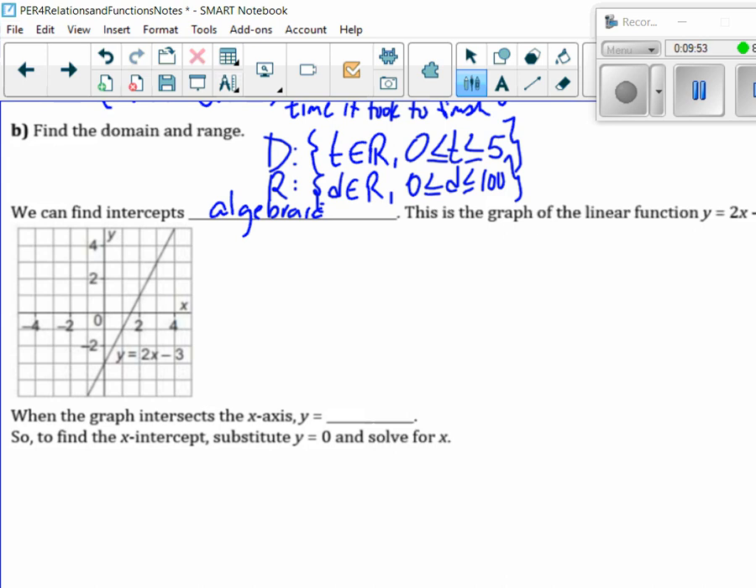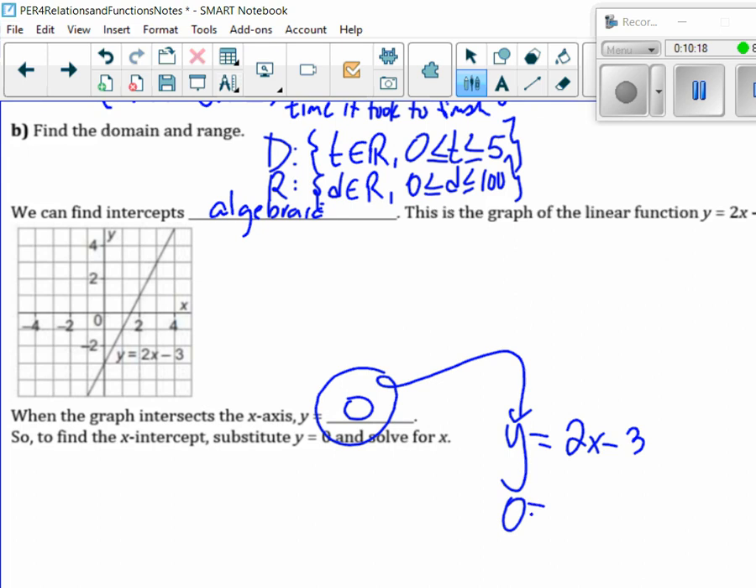So when the graph intersects the x-axis, y equals what? When it intersects right there, what's the y coordinate? 0. So we're going to substitute y equals 0 and solve. What are we subbing it into? Y equals 2x minus 3. So we're taking the 0 for the y and substituting it in. So we get 0 equals 2x minus 3. Move the 3 over. We get 3 equals 2x. So x equals 3 over 2, or 1.5. You can see that's 1.5.